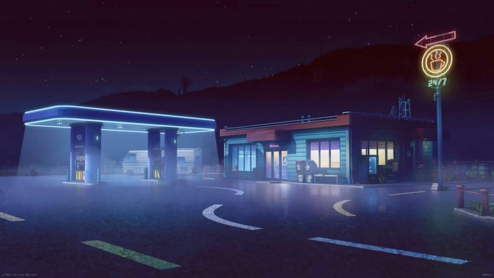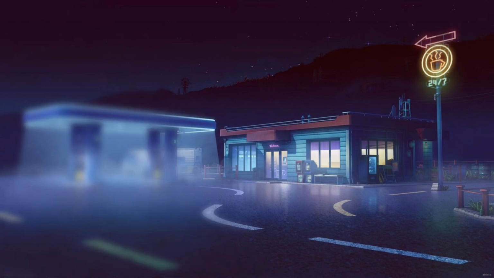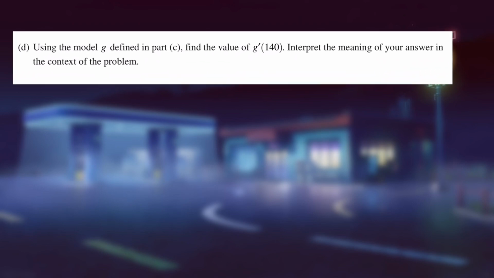Last part. So now, in our gas station problem, Part D says, using the model g defined in Part C, find the value of g prime at 140 seconds and interpret the meaning of the answer in the context of this problem.